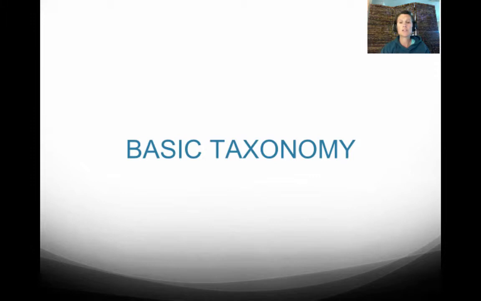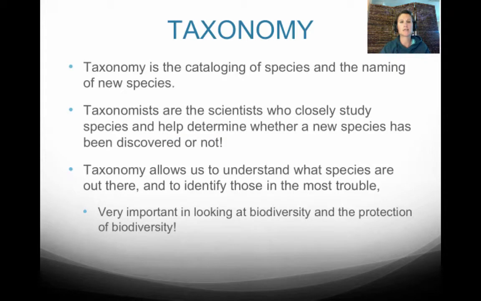All right. Let's talk taxonomy for a minute. What is taxonomy? Well, taxonomy is the process of cataloging species and giving them names. So a taxonomist is a scientist who studies species and helps determine whether a new species has been discovered, and then if it has been discovered, they help in naming it.